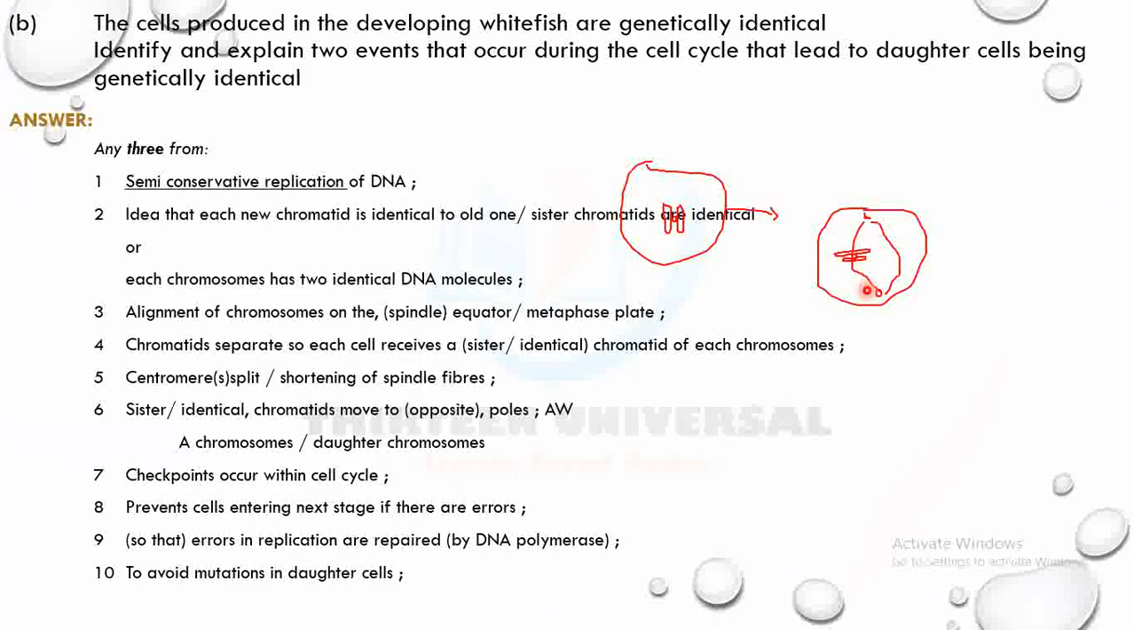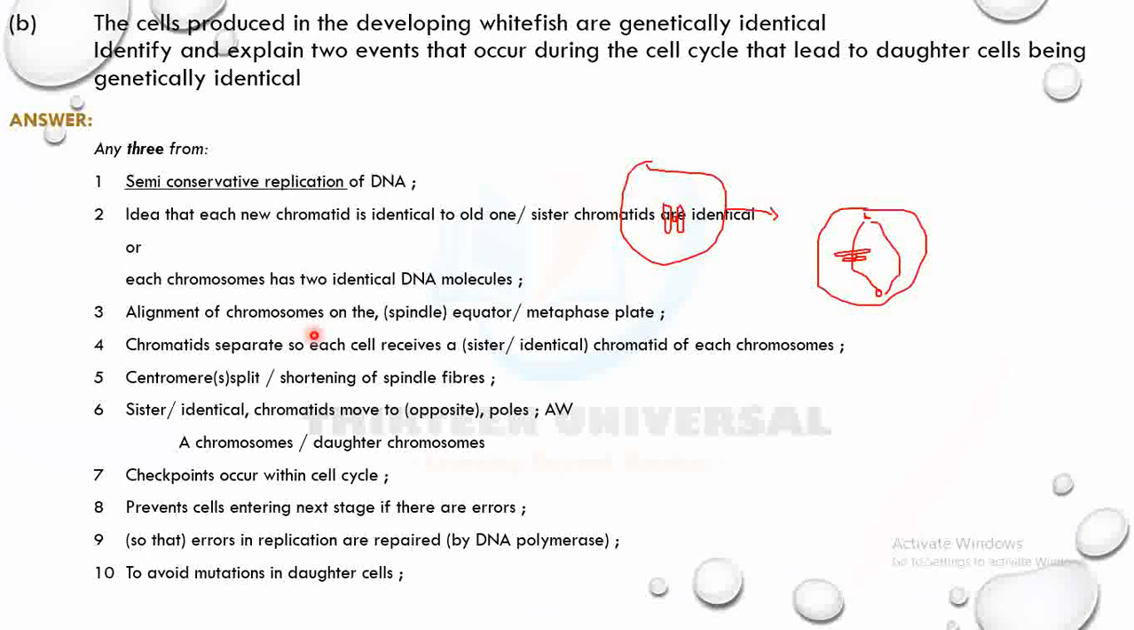All right, look at it, guys. Semi-conservative replication of DNA is the first one. The idea that each new chromatid is identical to the old one. So this is identical to this. This is used to make this one identical. Each chromosome has two identical DNA molecules.